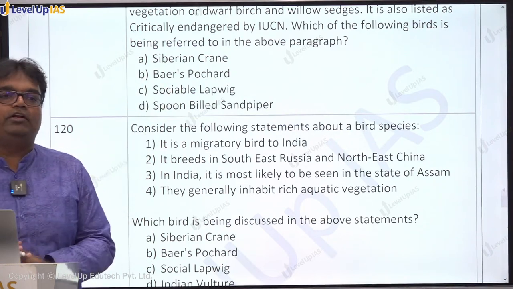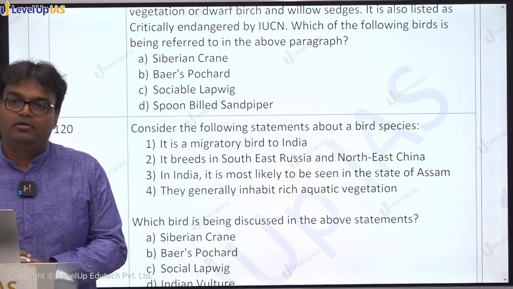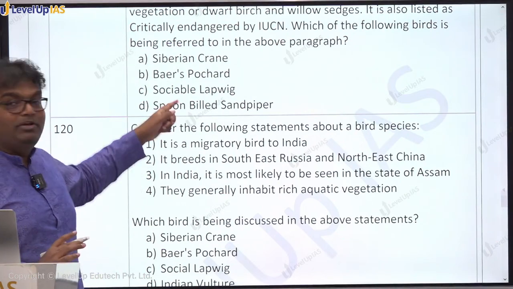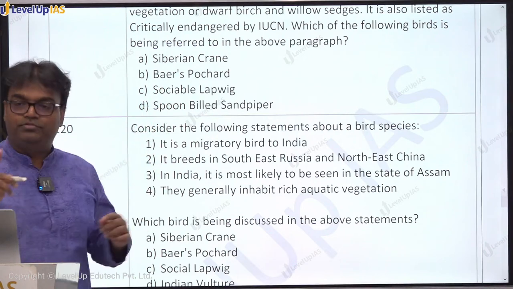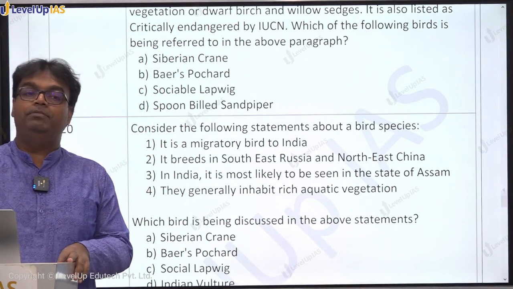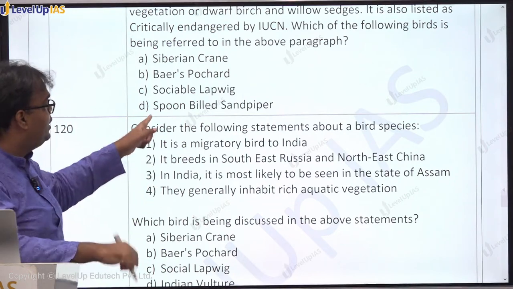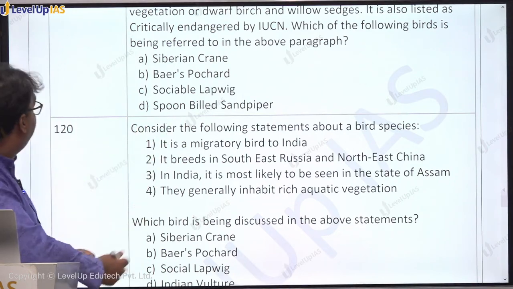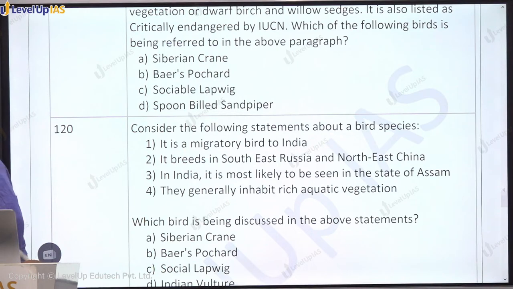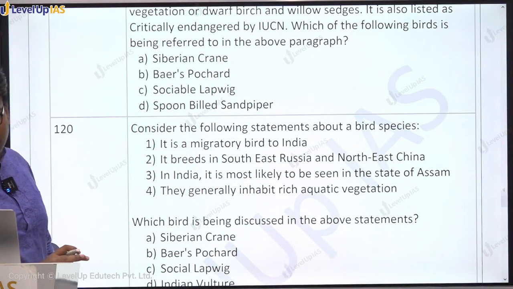Where does Baer's pochard come from? No. The sociable lapwing comes from there. Baer's pochard comes from Russia only, but Southeast Russia, whereas the Bering Sea is in Northeast Russia. What comes from the Bering Sea? Spoon-billed sandpiper. 119 ka answer is D. 119 answer is D.